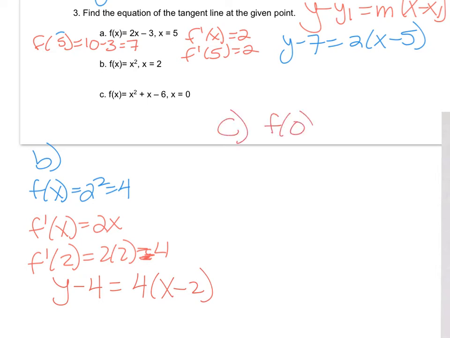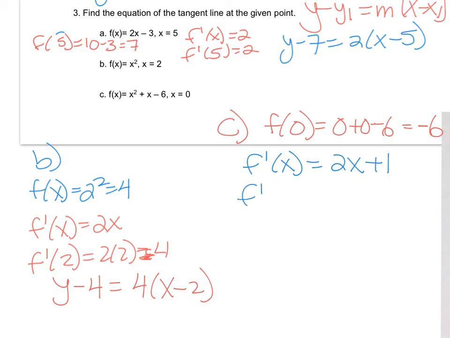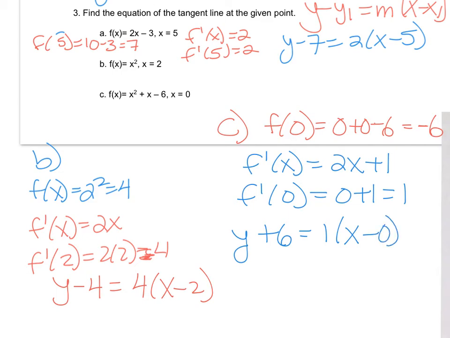And for c, we need our y value, negative 6. We need our derivative. So we get y minus negative 6 equals m, x minus 0. You could leave it like that. This one will be nicer to simplify. That's y equals mx minus 6.